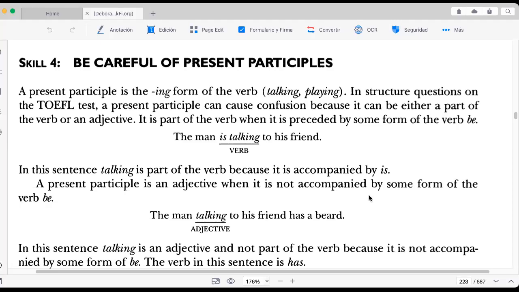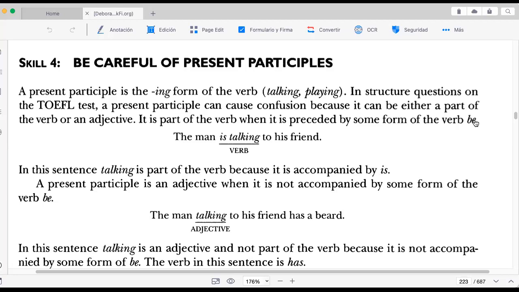Okay, we start with skill number 4. In this case, it goes like this. Be careful of present participles, okay? Paul, if you want to help me reading this part, the first paragraph, can you?